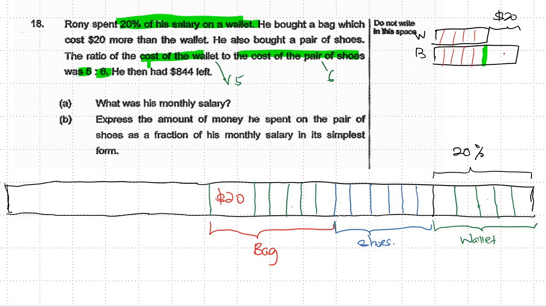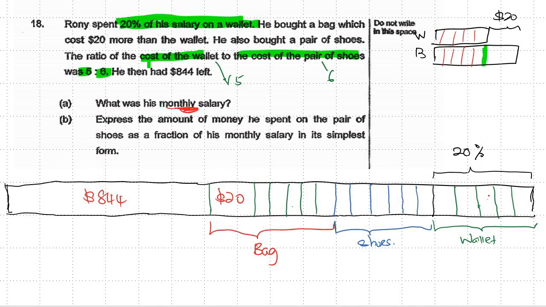And then there's this extra $20. So it's 1, 2, 3, 4, 5 and an extra $20. Then he was left with $844. So this is what he had left. Okay, cool. Now the question is, we want to know how much in total he had, his total salary.